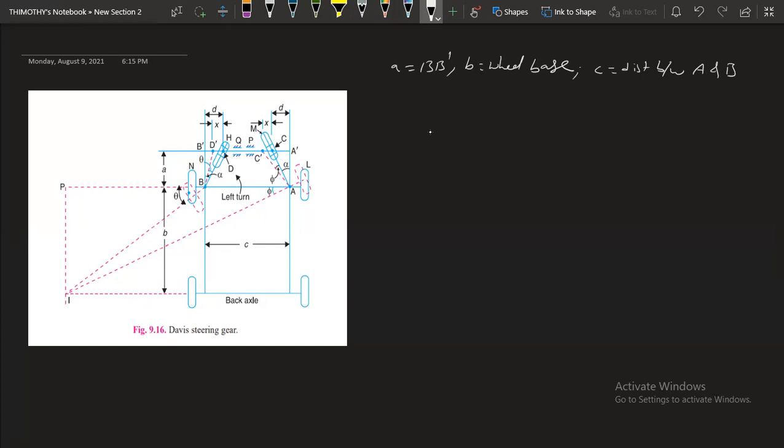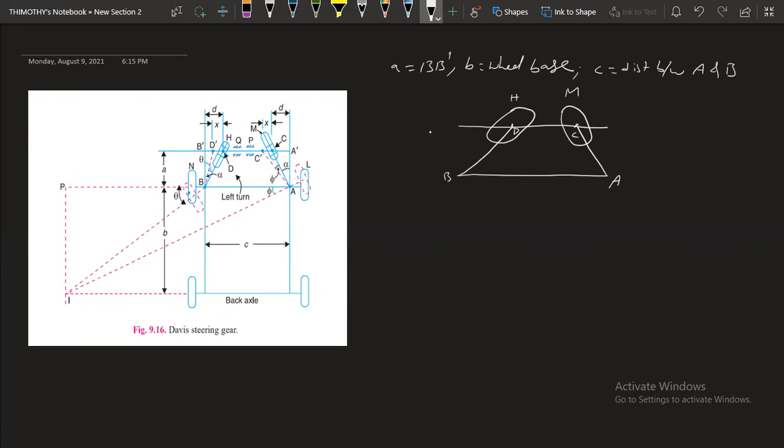Next, here this is the front axle. On this front axle, he has done some setup like this. That setup is, from here, a slotted link, and from here also a slotted link like this. So this is the slotted link BH, and this is AM. And this point, capital D, this point, capital C.